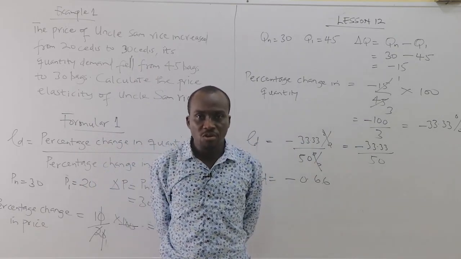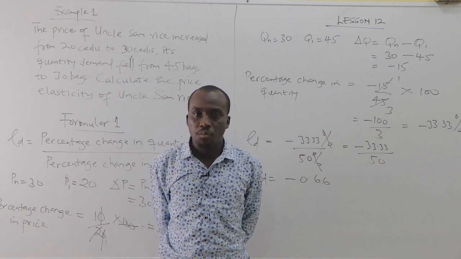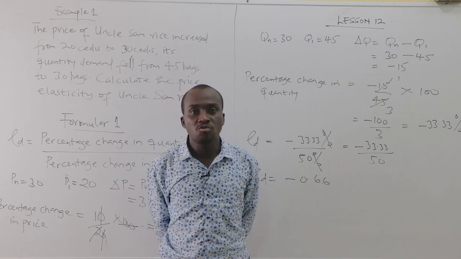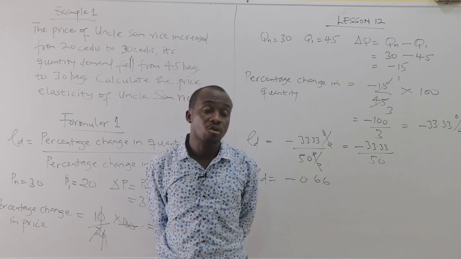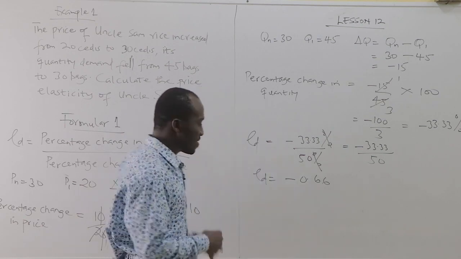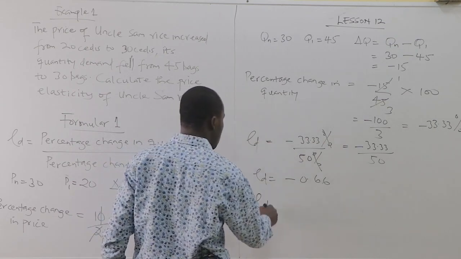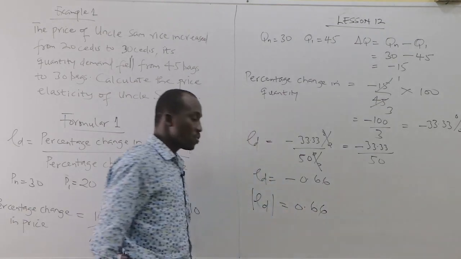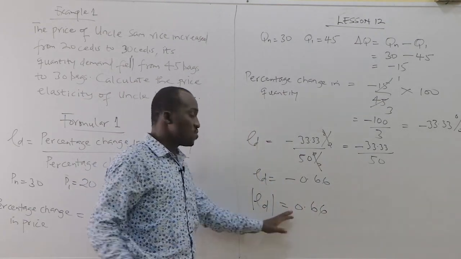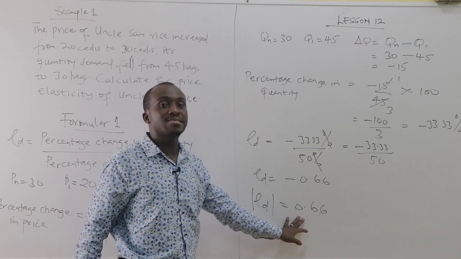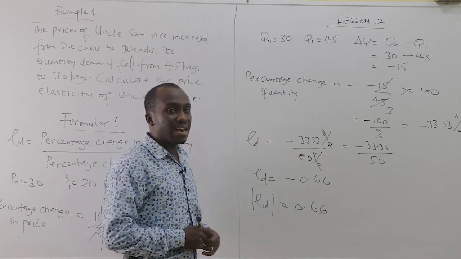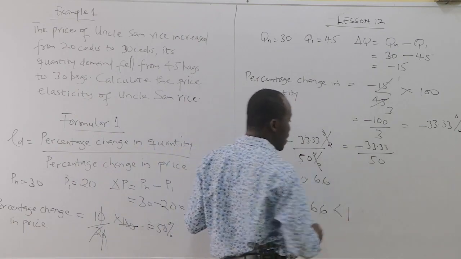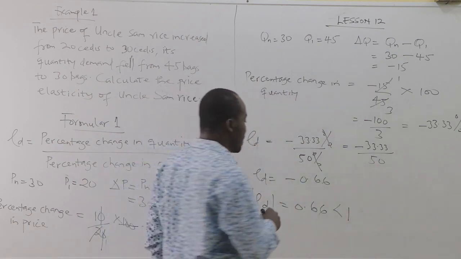So for you to interpret, what you do is take the absolute. You take the positive figure and interpret whether it is greater than 1 or less than 1. If you don't do that, all your answers will be less than 1 because of the negative sign. So let's take away the negative. Let's take the absolute. Absolute, this is a symbol, gives you 0.66. Make it positive. Is it less than 1 or greater than 1?